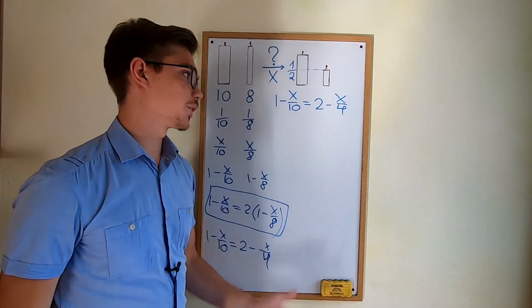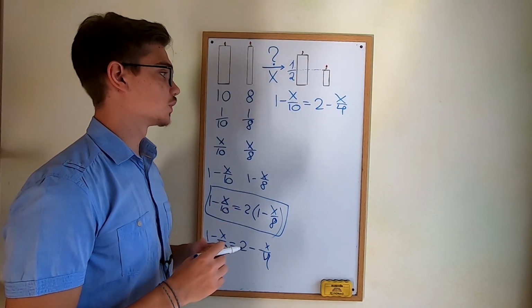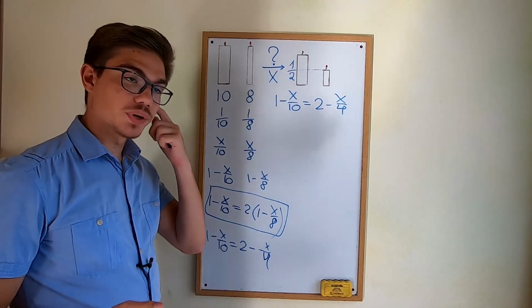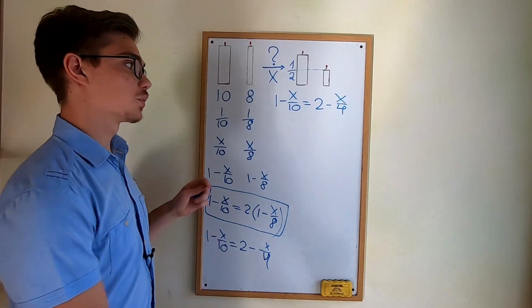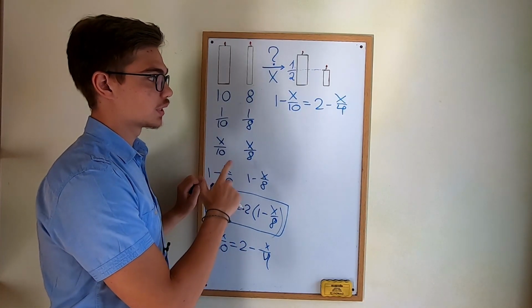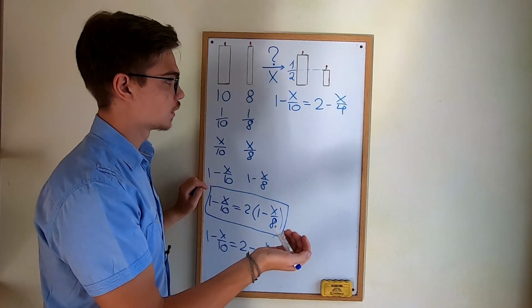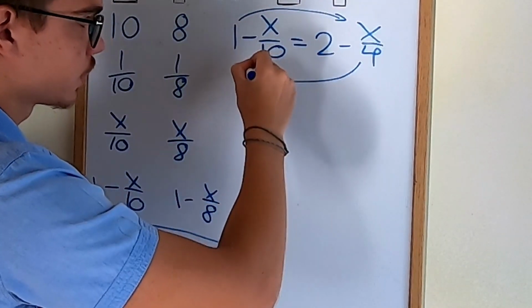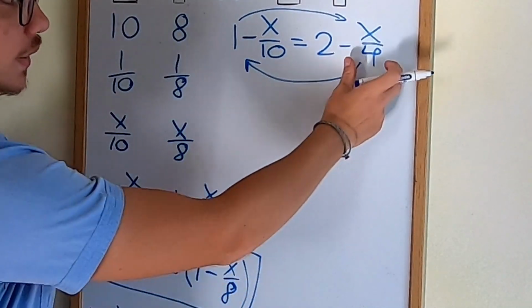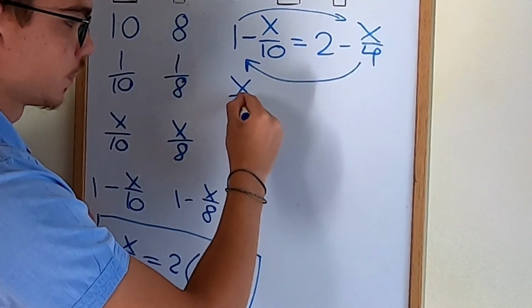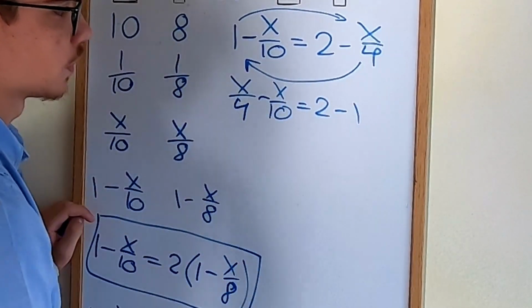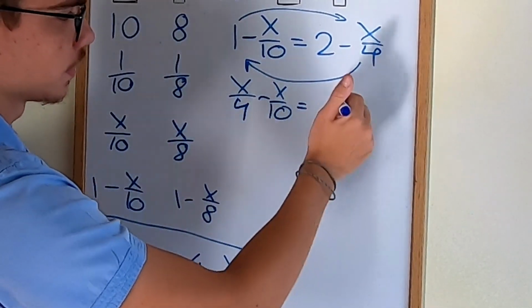Now I moved the equation up top here so it would be easier to write. In order to solve it, we move everything that contains x to the left hand side and everything that does not to the right hand side. So this one goes here and this minus x over 4 goes here. So we get x over 4 minus x over 10 is equal to 2 minus 1. 2 minus 1 is just 1.